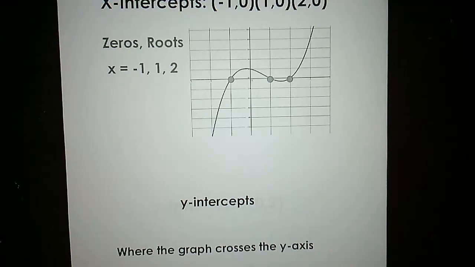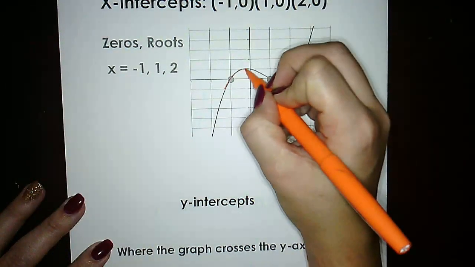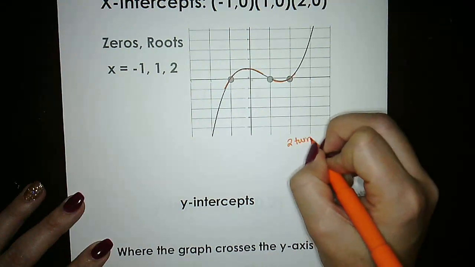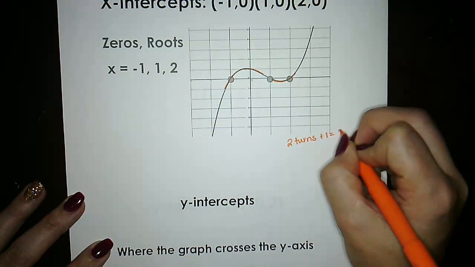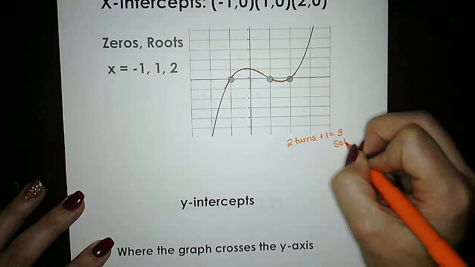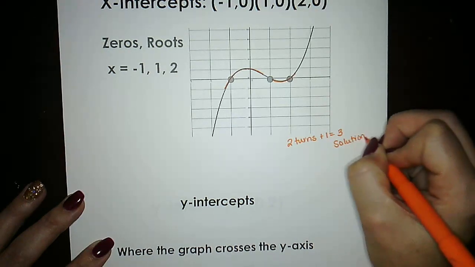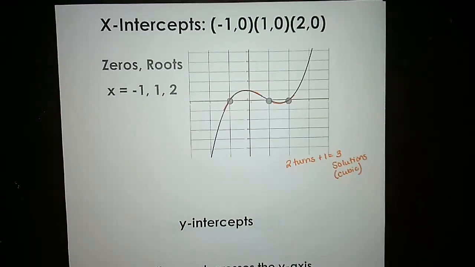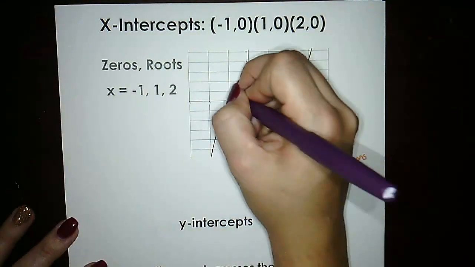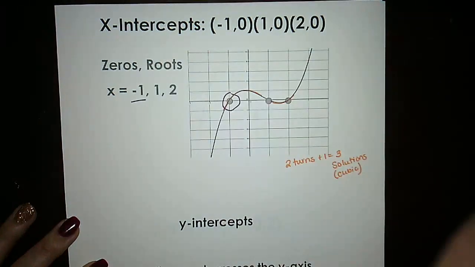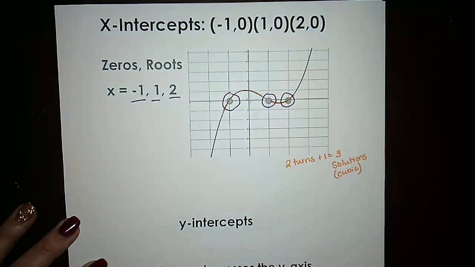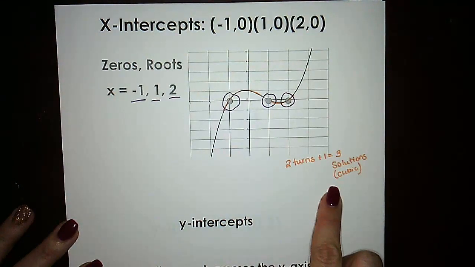If we look at this, how many turning points do we have? We have 1 here and 1 here. So 2 turns plus 1 gives us 3 solutions. So this is a cubic function as well. And we look and see, where does it cross the x-axis? It crosses at -1, 1, and 2. So those are our 3 solutions for our cubic function.